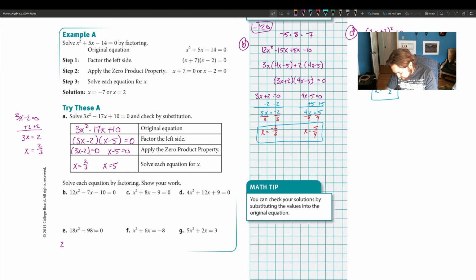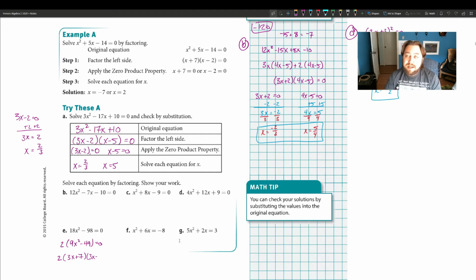I get 9x squared. 98 divided by 2 would be 49. Aha! This to me looks like a difference of 2 squares inside of here, right? I've got a perfect square, a minus, and a perfect square. So let's further factor that into a difference of squares. And we'll get 2 times 3x plus 7, 3x minus 7 equals 0.